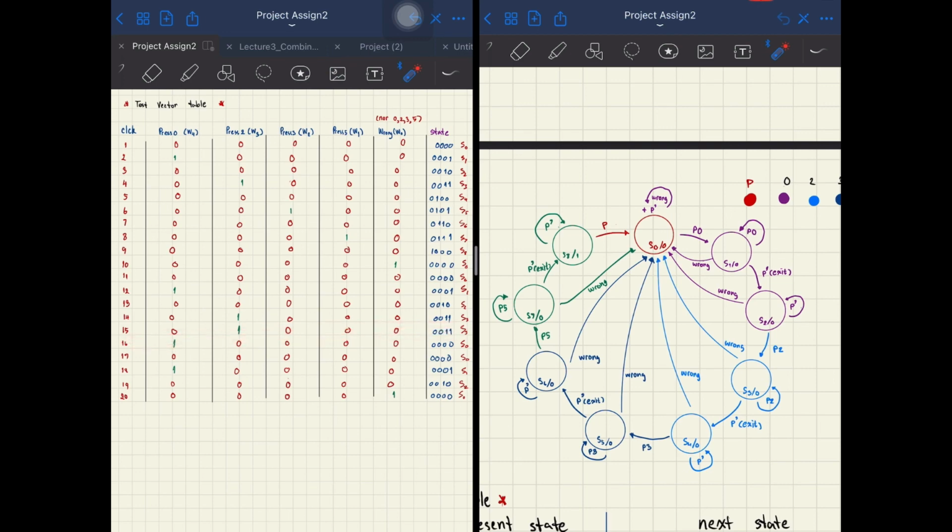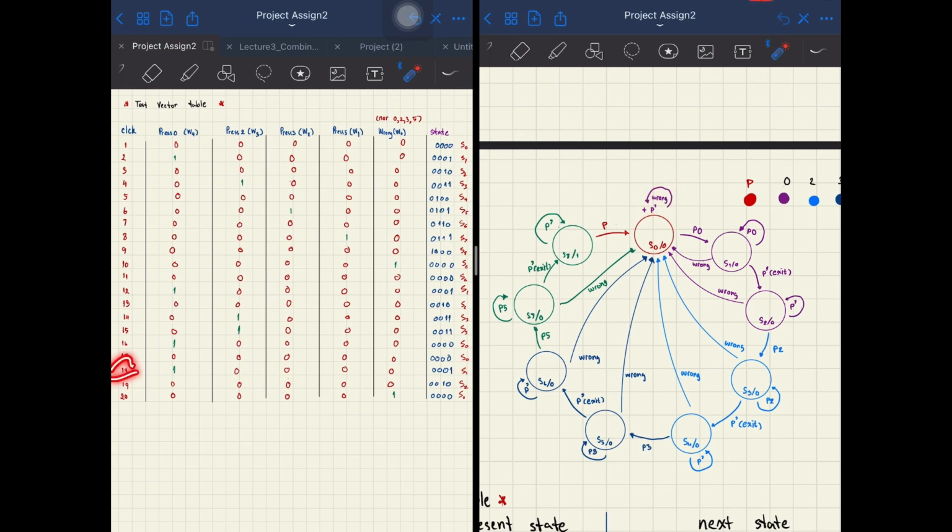Next, if I press 0 in clock 16, what will happen? It will go back to state 0, right? Because it's in the condition of the wrong case. And 17, do nothing, stay in state 0 here.